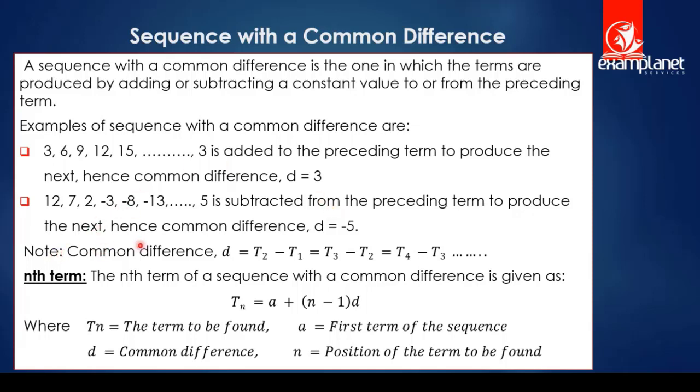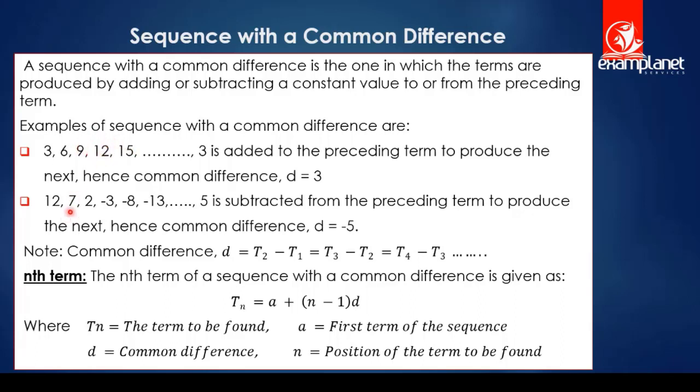Or another way you can simply find the common difference is to subtract the first term from the second, or the second one from the third, or the third from the fourth, and so on. So if I do 6 minus 3 gives me 3, or 9 minus 6, that's 3, or 12 minus 9, that's 3, or 15 minus 12, that's 3.